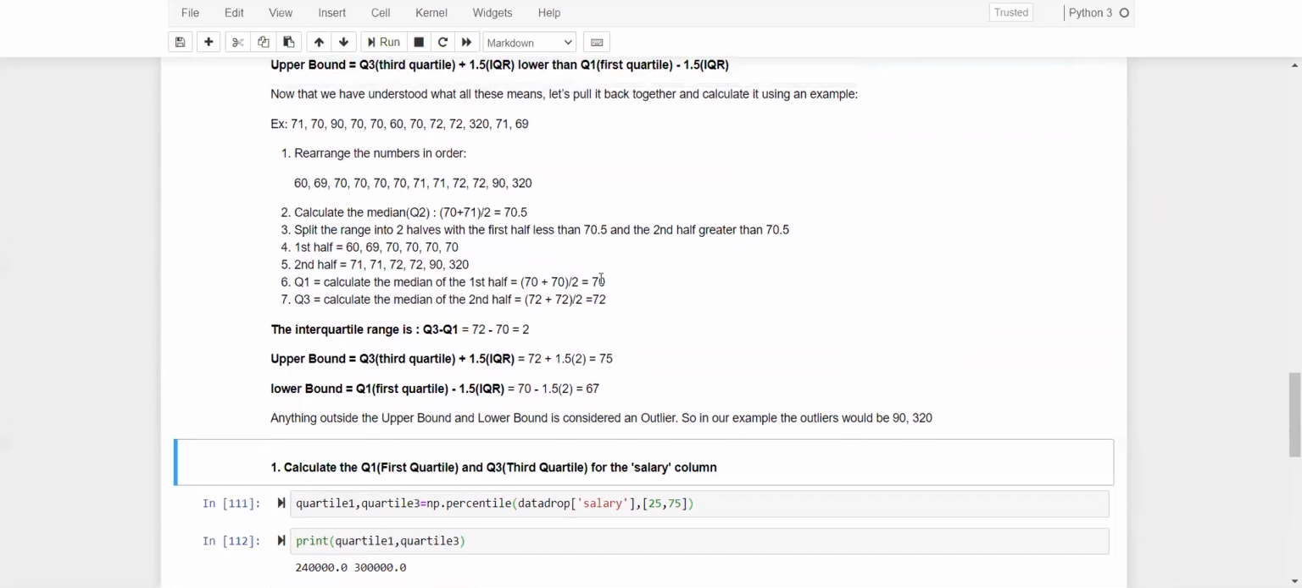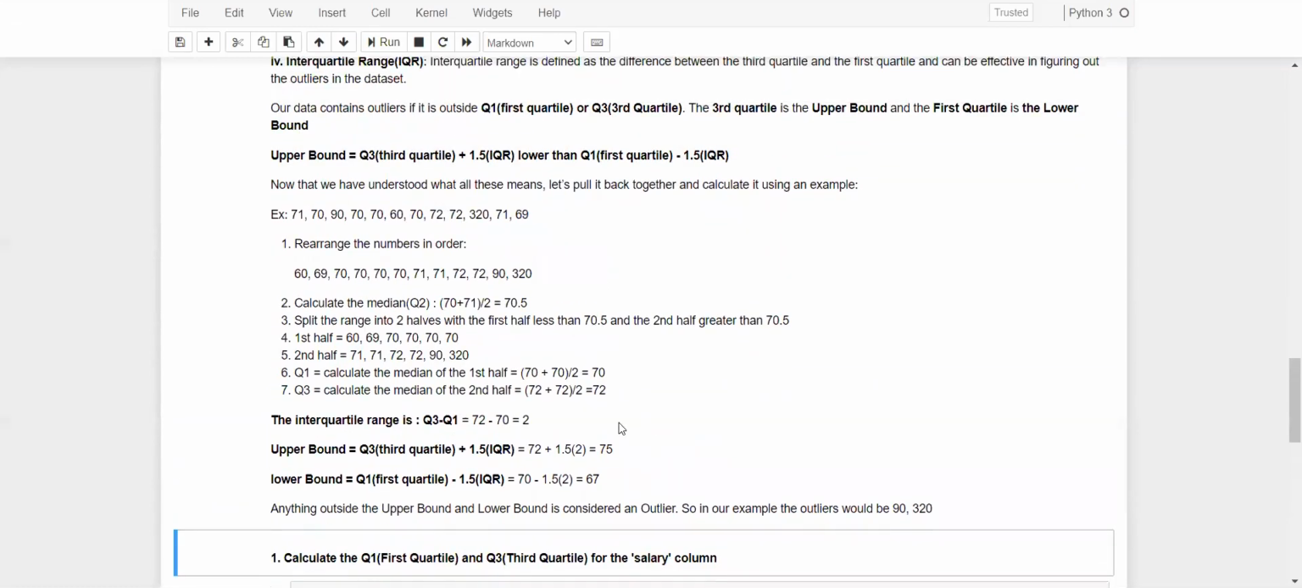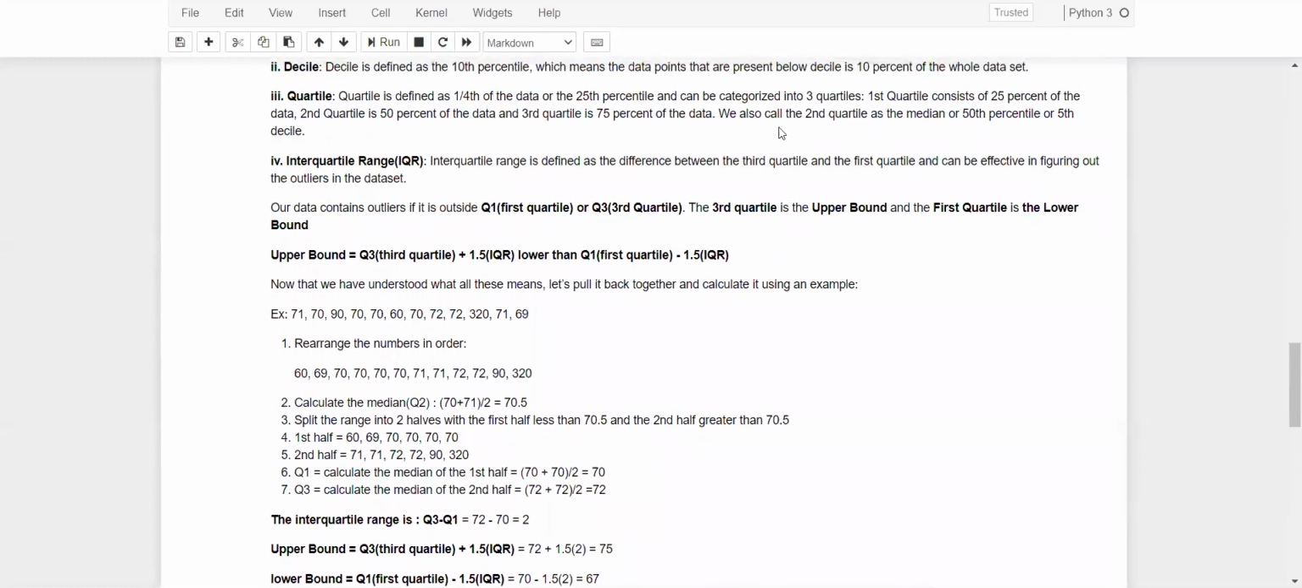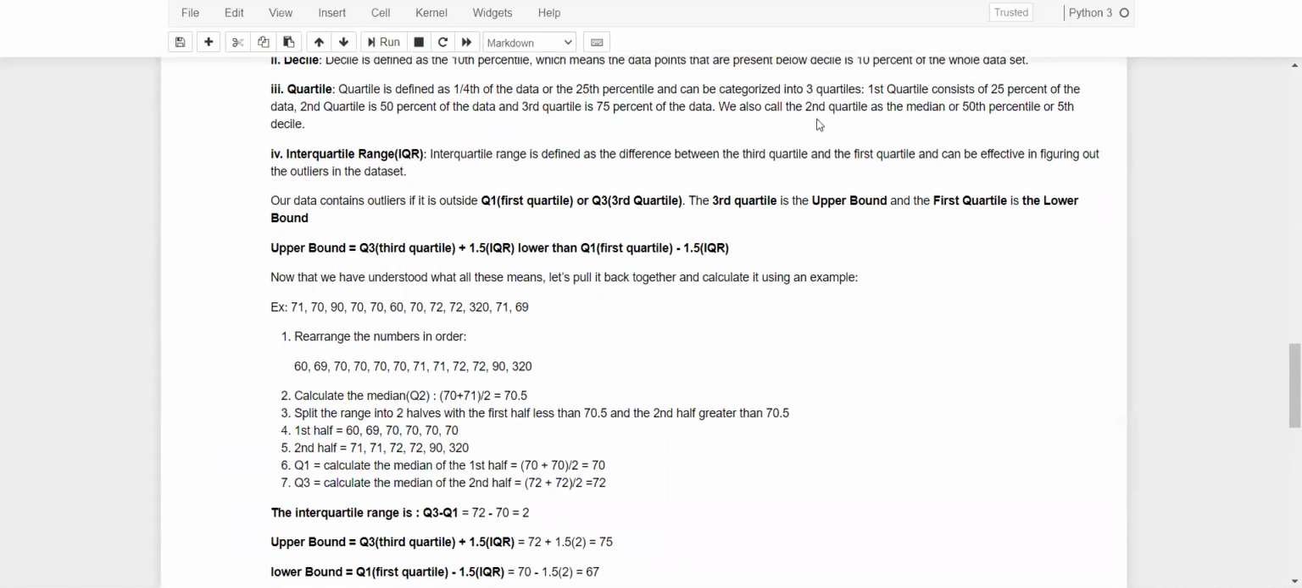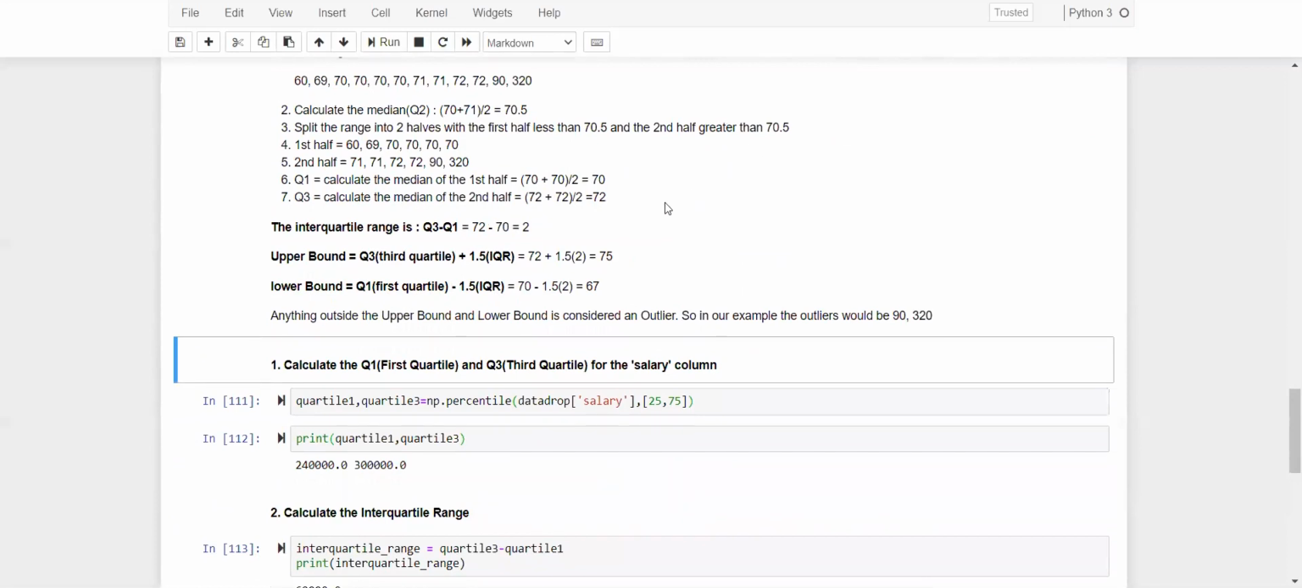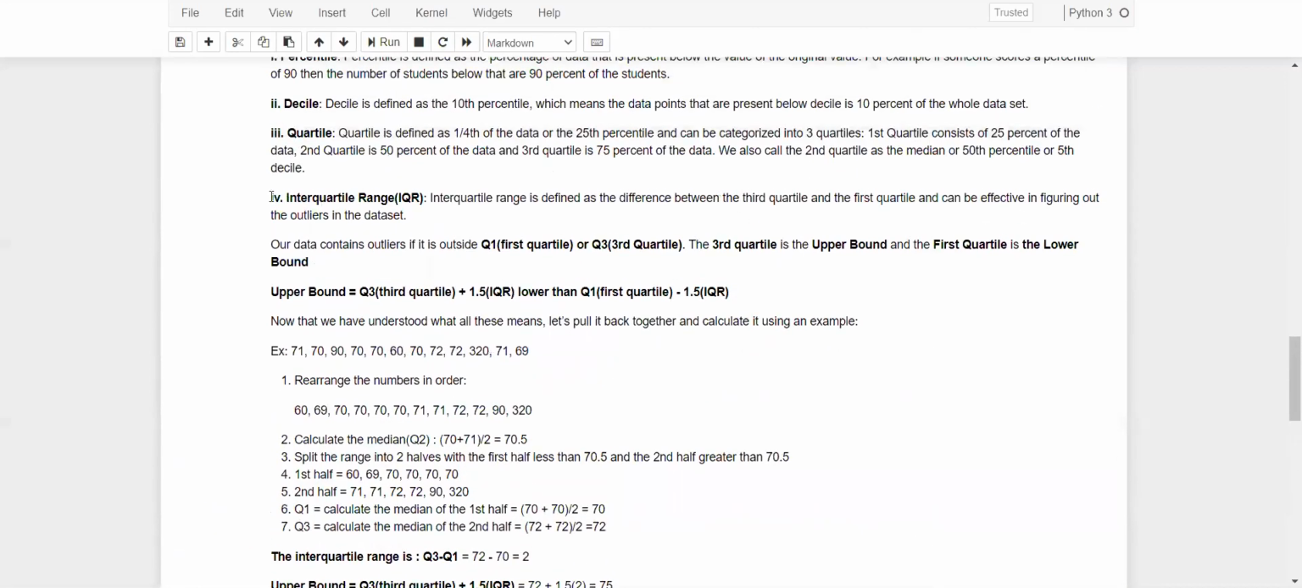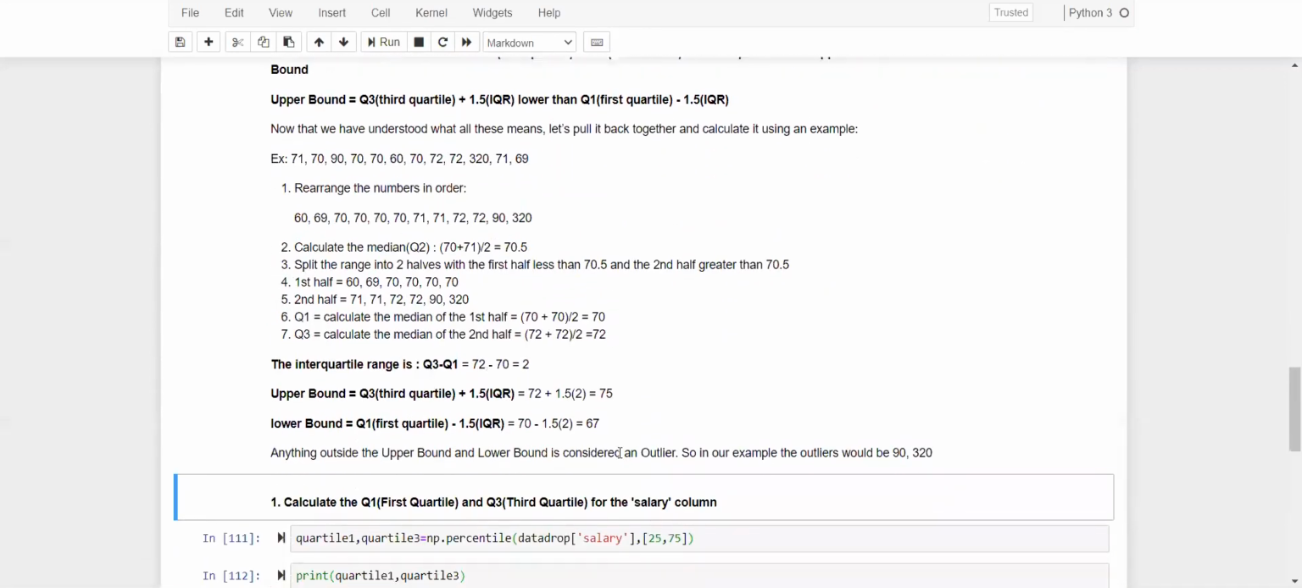One thing I need to tell you here, guys: the second quartile that I mentioned here is actually the median. By mistake I said mean, but it's actually the median, which is also the 50th percentile, or also called the fifth decile.